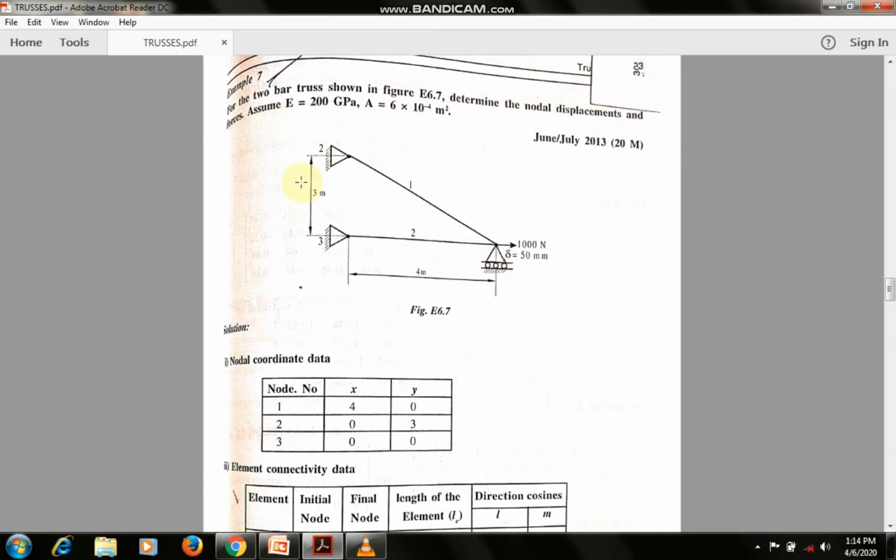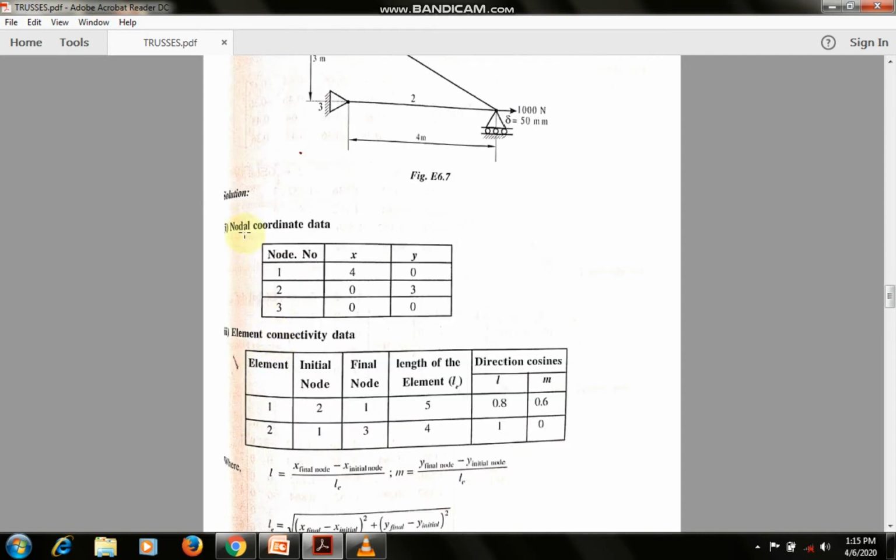Now what have they given? We have these 2 nodes fixed here, and for this particular node they have given a roller support, and also there is a force acting of 1 kilonewton. And because of this force, this particular node in the x direction can have a displacement of 50 mm. This is the given data. Starting with this, I will be writing something called the nodal coordinate data. I will be taking node number, x, y.